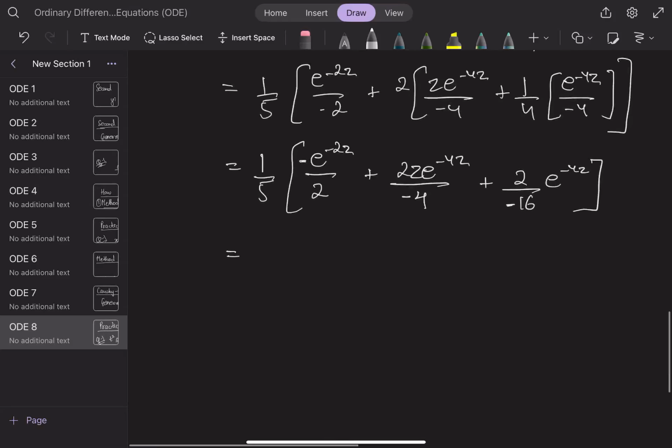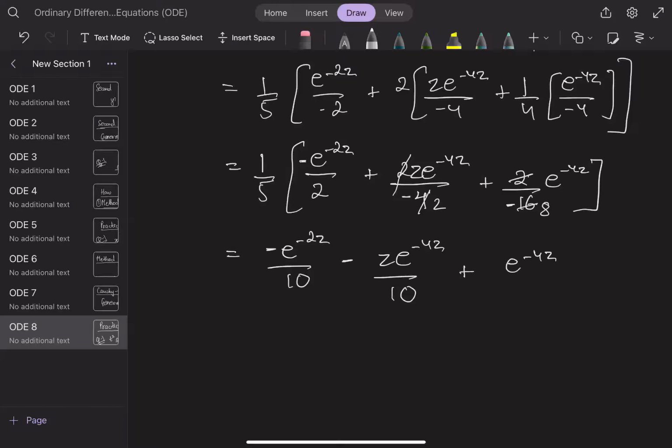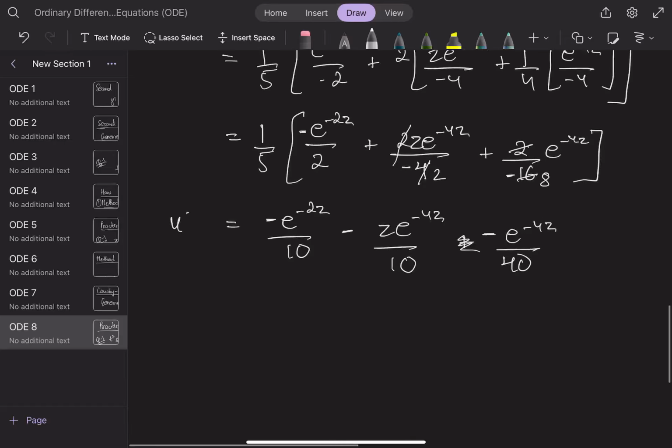Let's just multiply this to make it easier. So it's minus e raised to minus 2z divided by 10. Let's cancel this. Minus z e raised to minus 4z divided by 10. Let's cancel this as well. Plus e raised to minus 4z divided by 40. Sorry, this is minus. So this is the value of your uz.